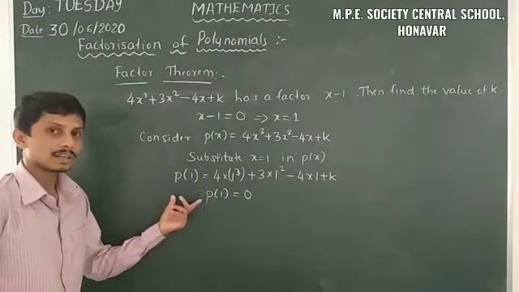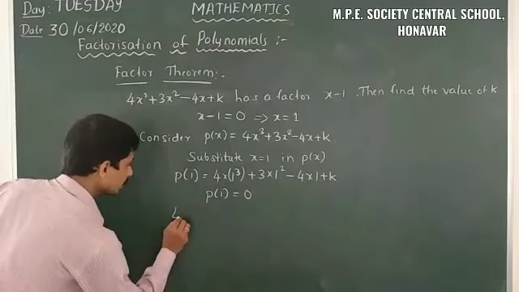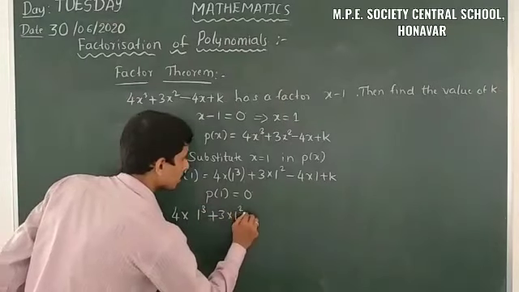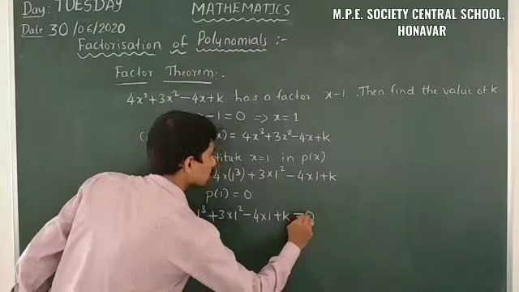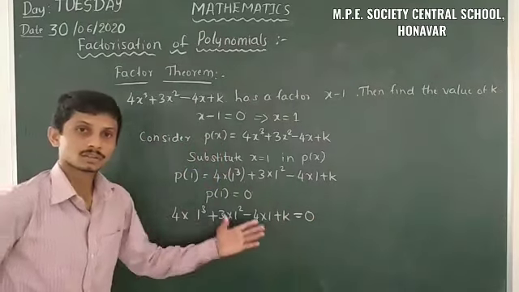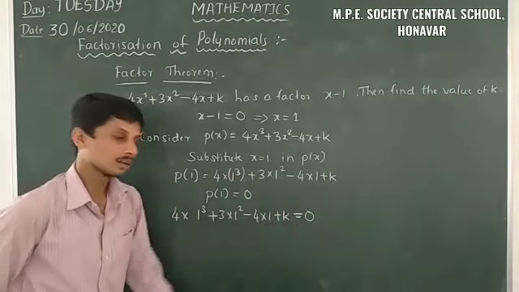So we will substitute p of 1 is equal to 0 here. That means 4 into 1 cube plus 3 into 1 square minus 4 into 1 plus k is equal to 0. So we have to go on simplifying. After that we have to find the value of k.